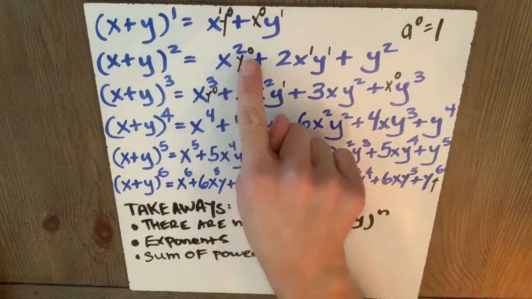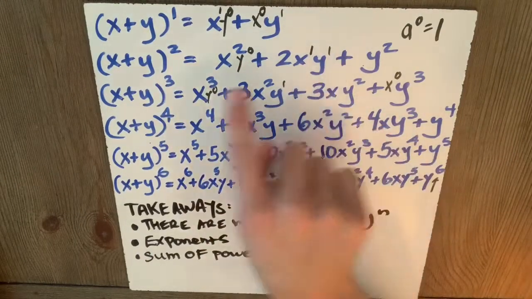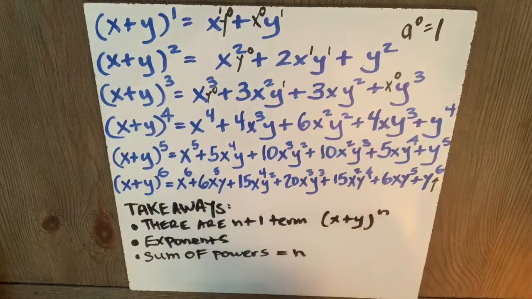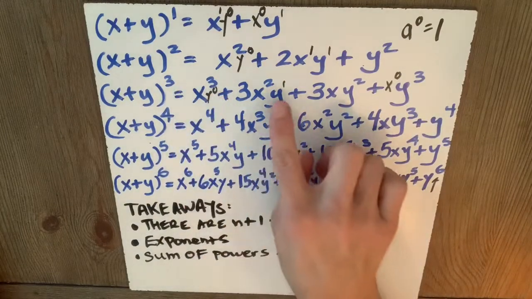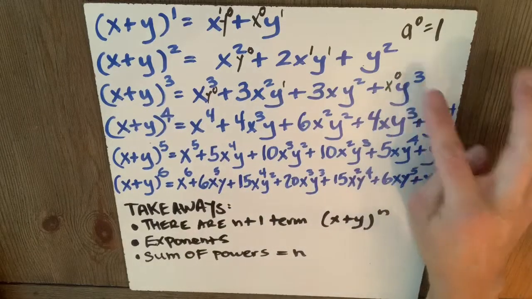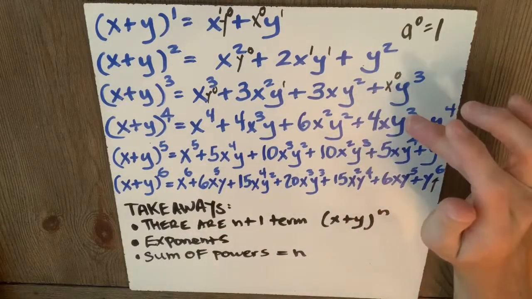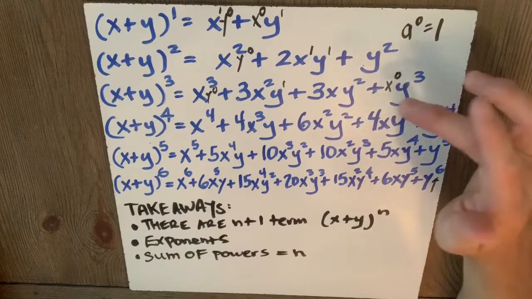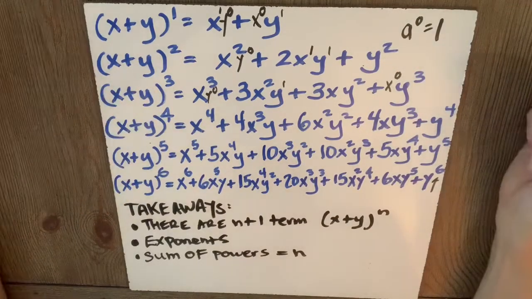How about here? 2 plus 0 is 2. 1 plus 1 is 2. 2 is equal to 2. Here, 3 plus 0 is 3. 2 plus 1 is 3. 1 plus 2 is 3. 0 plus 3 is 3. On any term, the sum of the powers will be equal to whatever the n is.